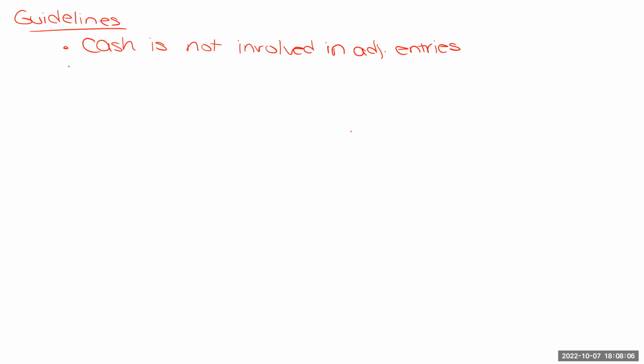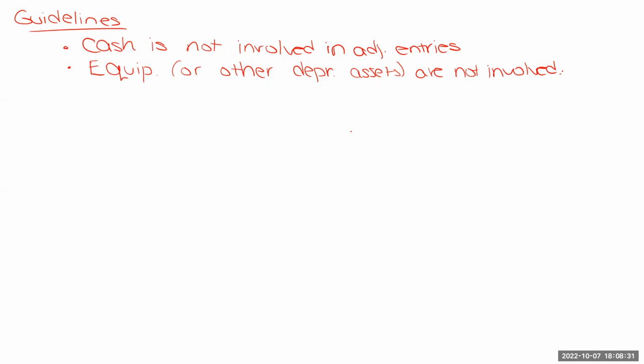Okay. Another thing we're going to see is that the equipment or other depreciable assets are not involved in our adjusting entries. So no long-lived asset is going to be involved in adjusting journal entries. Okay. Mostly we're going to see equipment. That's why I wanted to highlight equipment.